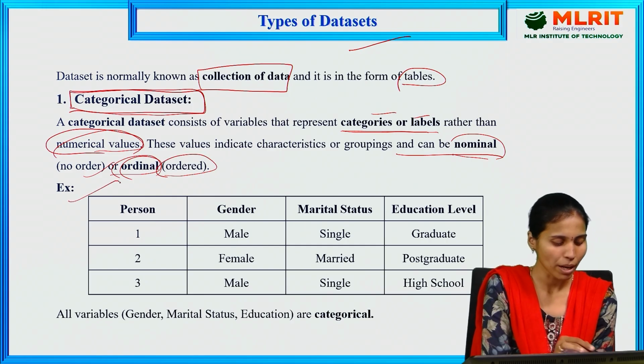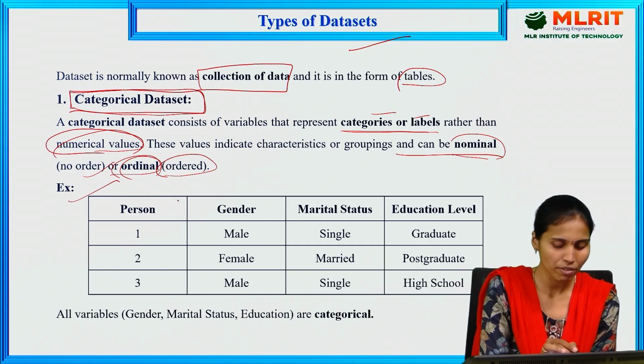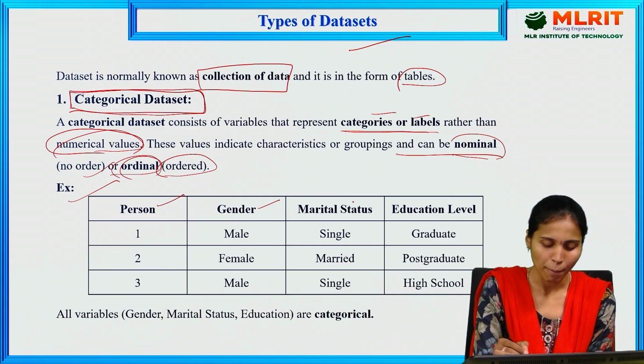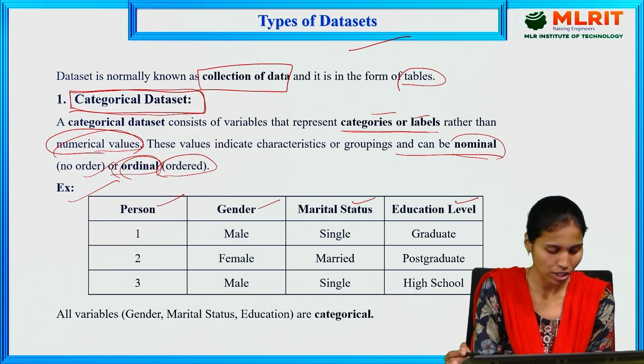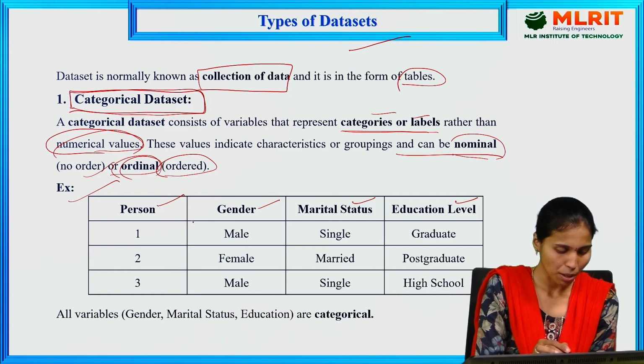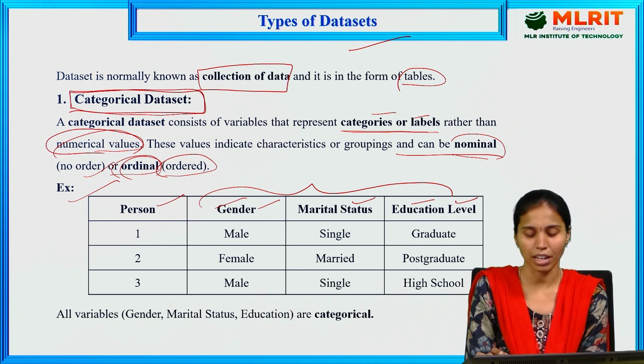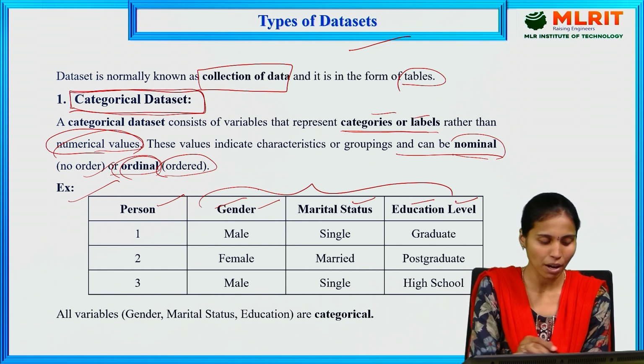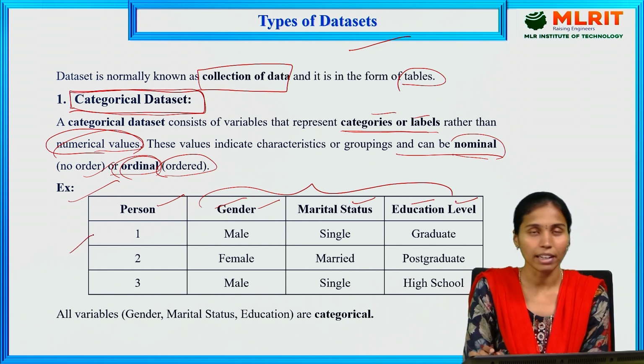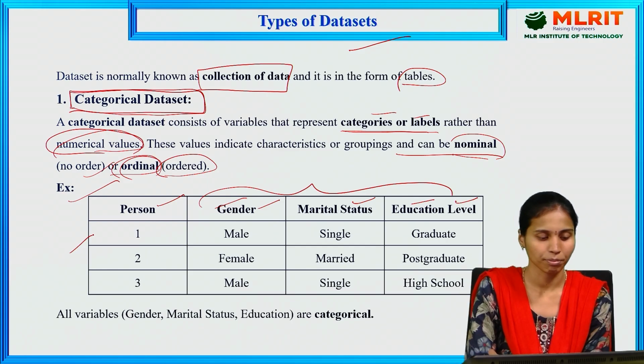So, for example, I am considering one table. In this table, we have 4 columns. First one is person, and then gender, marital status and educational level. These are variables: gender, marital status, educational level. These variables are categorical variables. This type of data set is called a categorical data set.